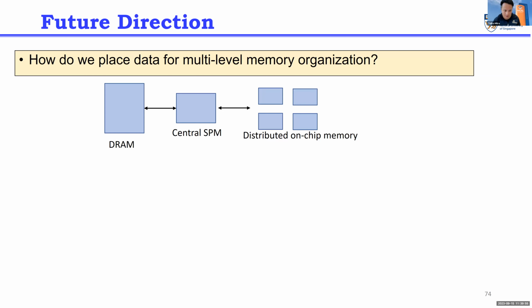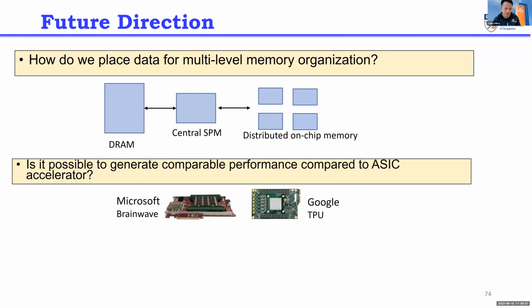So this is a quite interesting problem. Is it possible to generate comparable performance compared to an ASIC accelerator? You know that deep learning accelerators are very popular, and CGRA is a very universal accelerator and can accelerate a lot of compute-intensive kernels. How does it compare with something like Google TPU, this kind of specific ASIC accelerator? Can we optimize the compiler and the architecture without losing the generality?